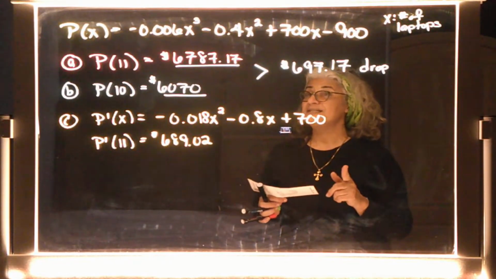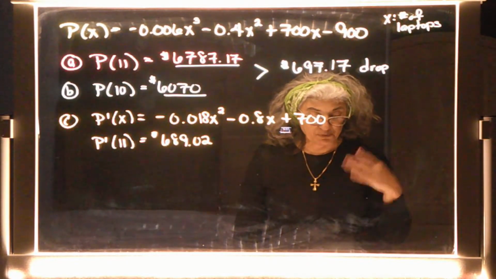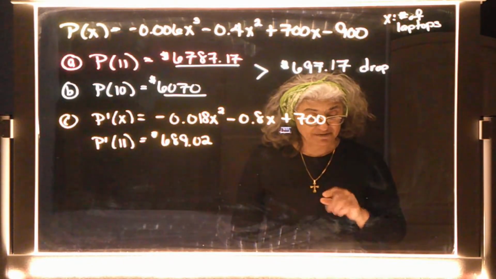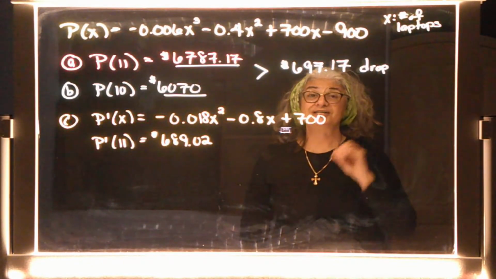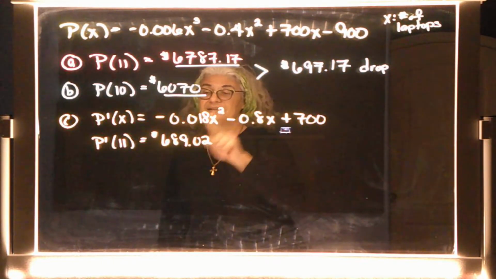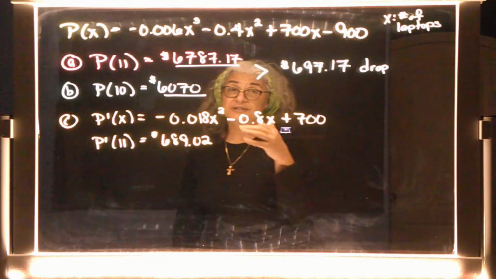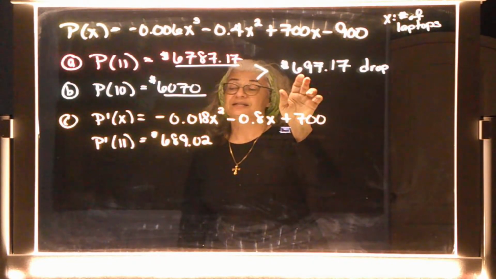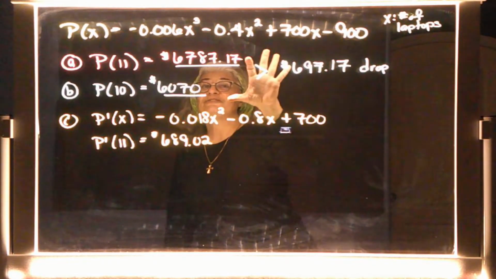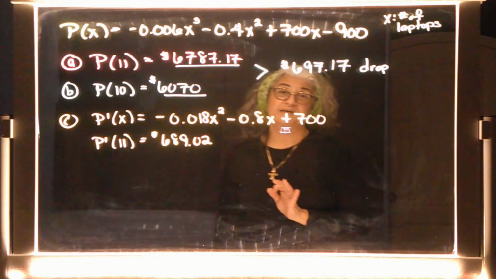So, interestingly enough, the marginal profit definition is that the marginal profit at X, given by the first derivative, is the approximate profit of the X plus first item. So this would be the profit of the X plus first item, which is close to here, isn't it? The marginal profit at 11 was almost the same as the difference between the profit at 10 laptops and the profit at 11 laptops, wasn't it?